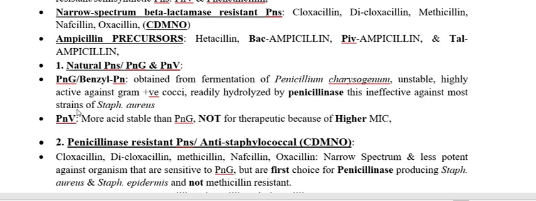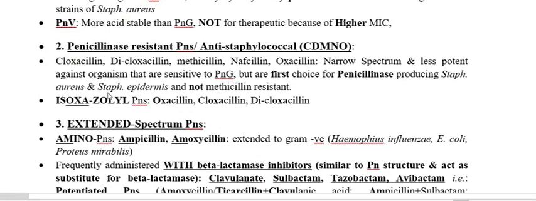However, penicillin V is also a natural one, but we are not using it. Why? Because its minimum inhibitory concentration is higher, so you will need a larger amount of penicillin V. Now we have to go through what we call the semi-synthetic penicillins. Semi-synthetic penicillins are penicillins built on 6-aminopenicillanic acid.